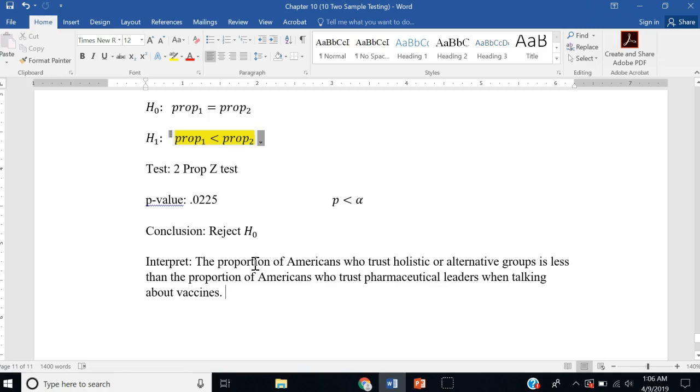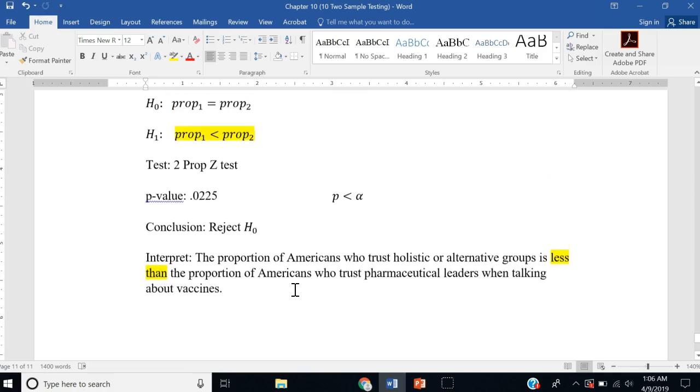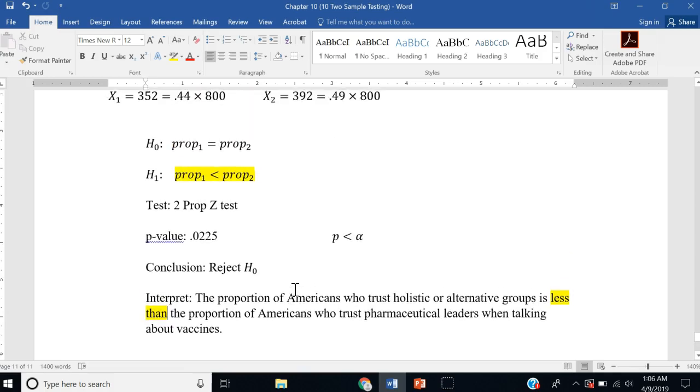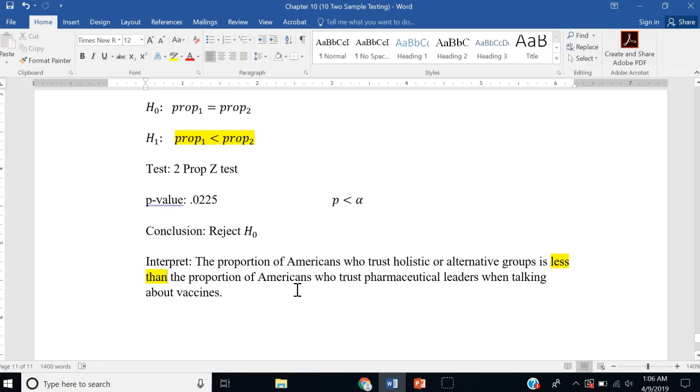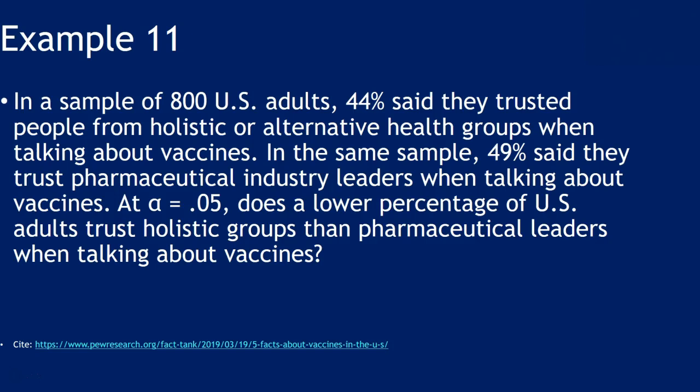Again, we're talking about proportions, and it's really important that we have the less than in there, right? The proportion of Americans who trust holistic groups is less than the proportion who trust in pharmaceutical leaders when talking about vaccines. Again, this is not making a judgment on whether people should trust holistic groups or should trust pharmaceutical leaders. This is just a statement of fact, not a statement of opinion. So that is it as far as Chapter 10 goes.